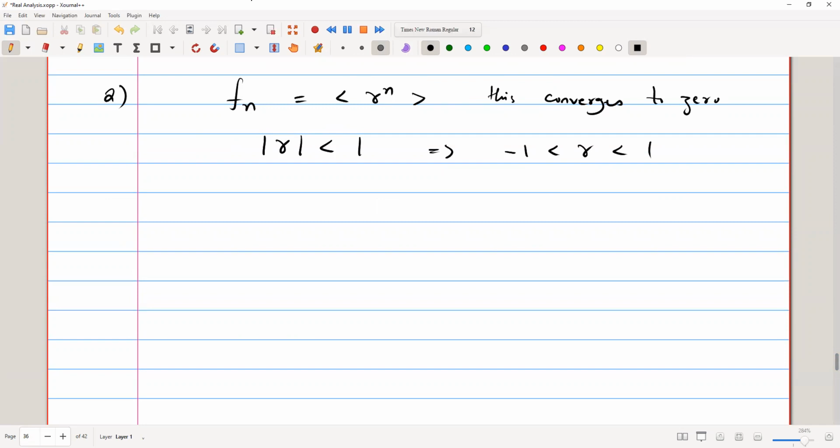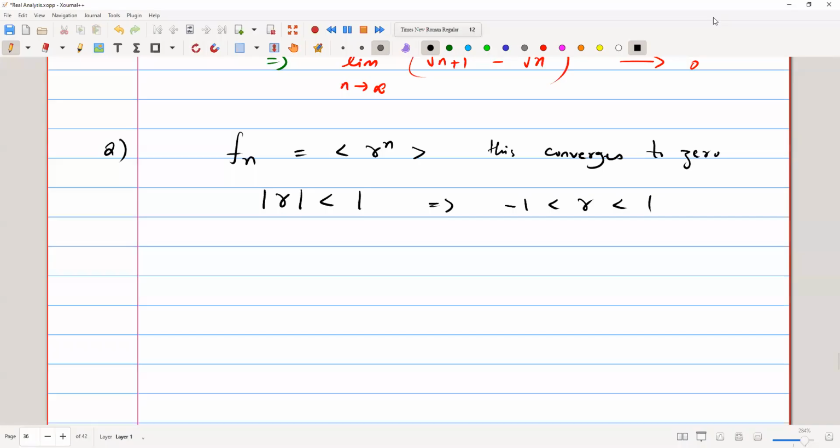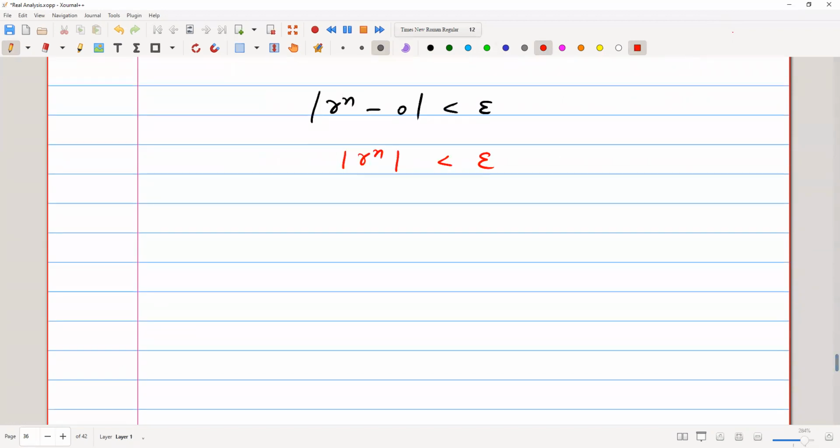So again, we can write this as |r^n - 0| < epsilon by using the definition of the limit, and then |r|^n < epsilon. Since r ranges from -1 to 1, there is no need to remove the mod sign; we take the power over the mod sign and apply natural log on both sides. So this will be n ln|r| < ln epsilon.